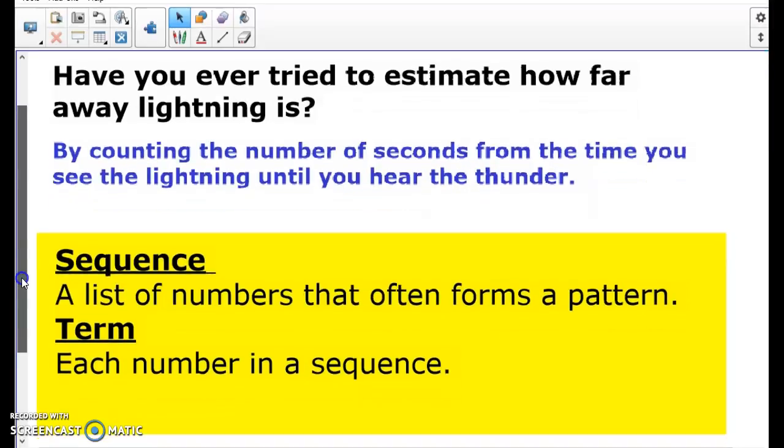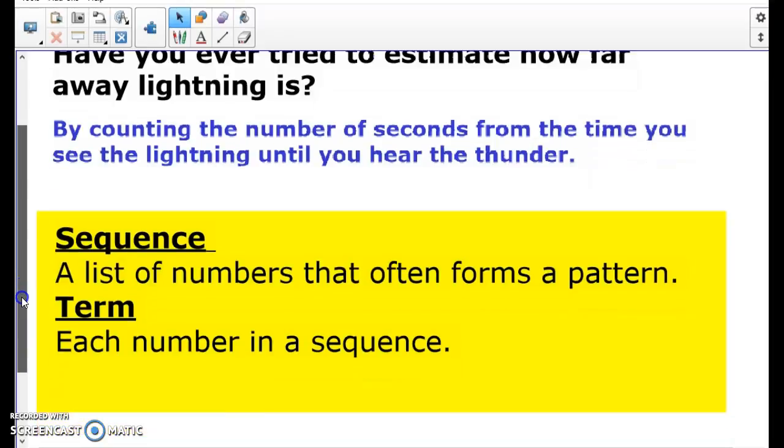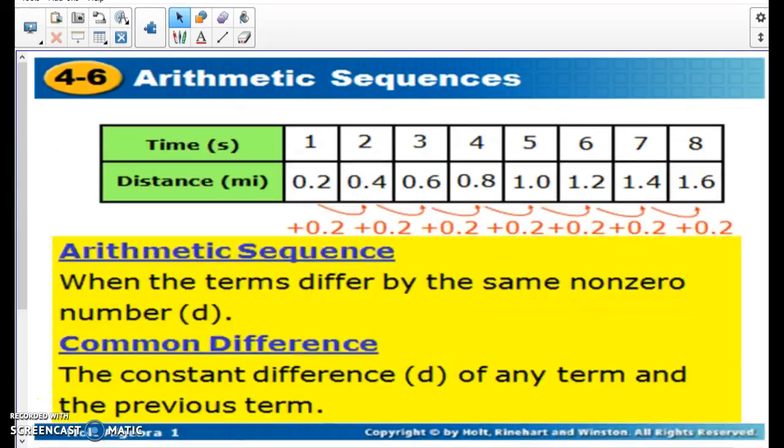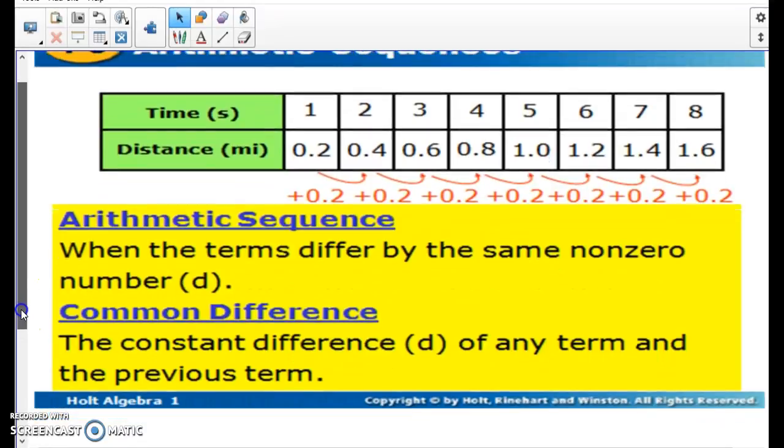So even though it might be a sequence, like 5, 10, 20, 40, 80, all those are doubling. Yeah, there's a pattern there, there's a sequence there, but it's not an adding pattern, so it's not going to count as an arithmetic sequence. When we're talking about it, we're going to talk about the common difference or the constant difference. So what's going on to each term is going to be the same. Adding 0.2 here would be the common difference.